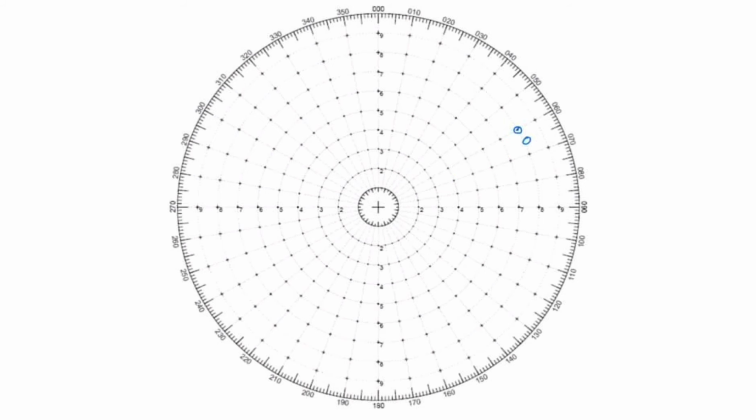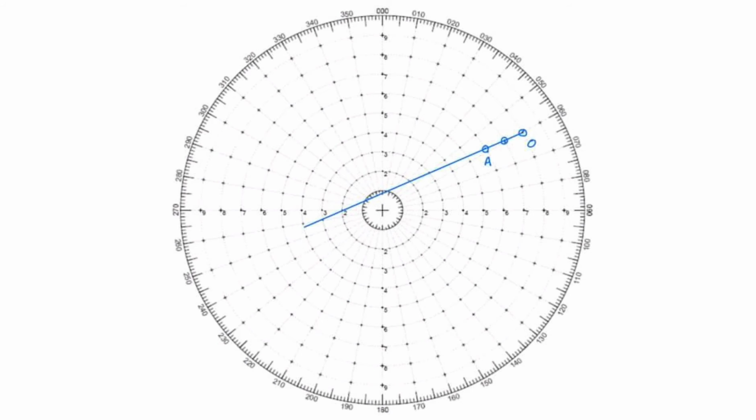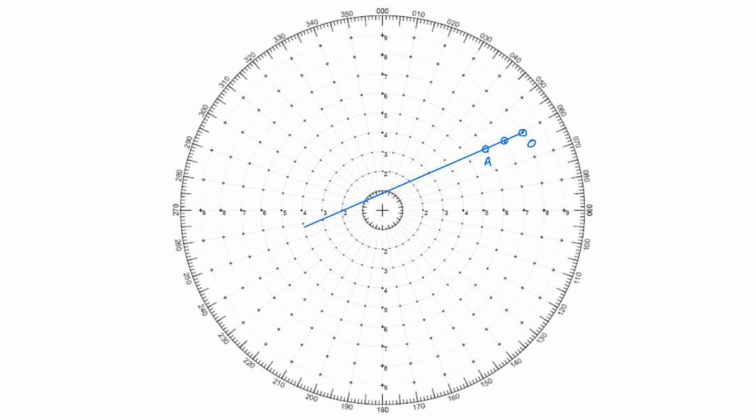We plot the first observation and then, after some interval, take the second and third. Assuming we got this time interval and then the range and bearings, we plot these on the radar plotting sheet: the first target, then the second time interval, and the third time interval. The third one, we name it A. This is the line of the relative approach of the target towards the vessel, which we assume is at the center of the sheet.